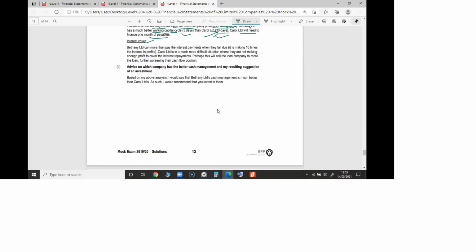Interest cover. Bethany Limited can more than pay the interest payments when they fall due. You know, it is 10 times and the other one is only 1 time, you can talk about. In fact, Carol Limited is in a much more difficult situation where they are not making enough profit to cover the interest. Perhaps this will cause the loan company to recall the loan. If they ask for the loan back, they will be in a bad position in terms of cash flow.